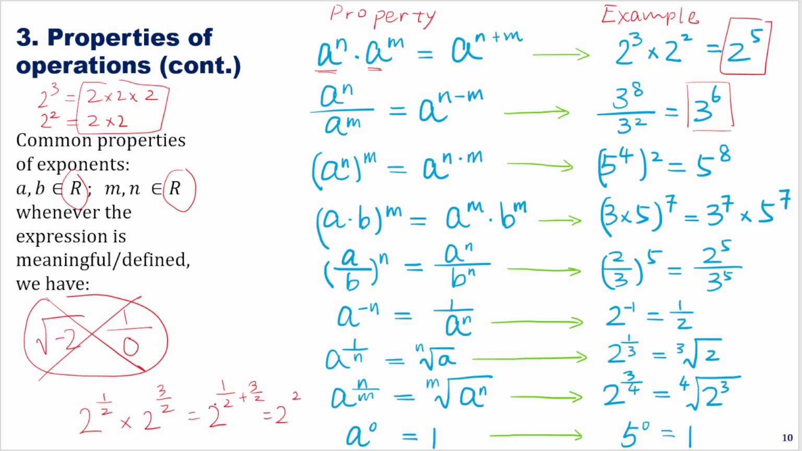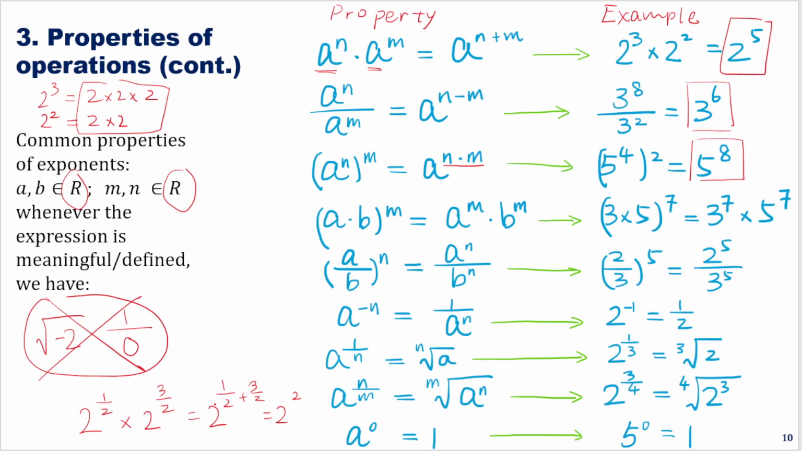And if we have a to the power of n, then to the power of m, then we can combine these two exponents to a to the power of n times m. For example, 5 to the power of 4, then squared. This gives us 5 to the power of 4 times 2, which is 5 to the power of 8. You follow me?